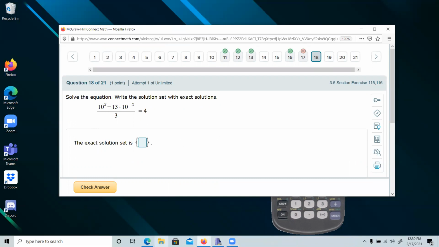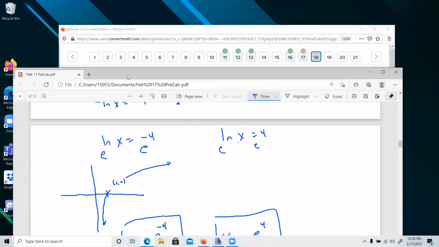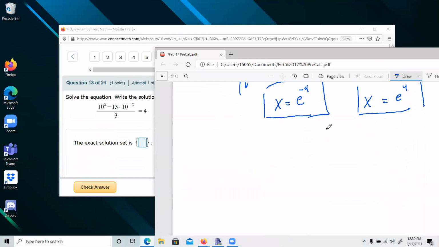Oh, good. This is a good one to look at too. All right. So this guy here, we have 10 to the x. It's kind of like the one we did yesterday. This 13 here, can I take this 13 and multiply it by 10 to the negative x? No, cannot combine. Because if I put a number in here, we'd have to do the exponent first and then multiply. So don't think we can combine these, okay?